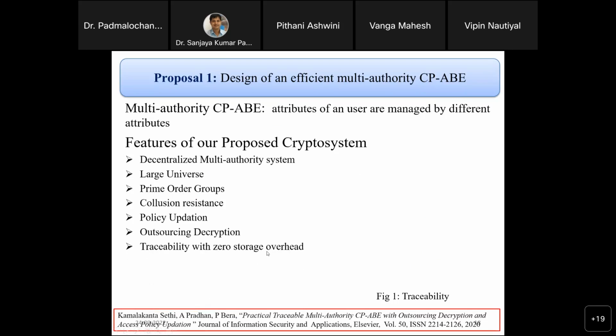Traceability with zero storage overhead. So we can trace the users with zero storage overhead. We can trace who is leaking the attributes or leaking the key by keeping the information in the server, all the components for each user in the server. But we do not want to store those. Rather, with less storage overhead, like a time stamping mechanism, we can actually trace which user actually leaks the information, right?